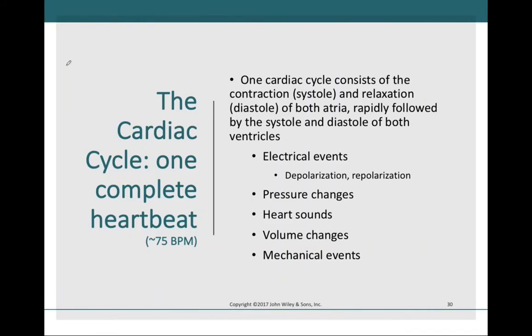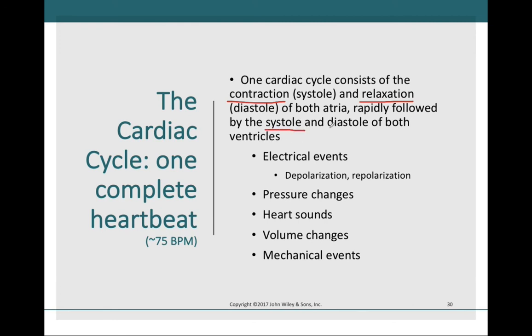So now that we've discussed autorhythmic fibers, the anatomy of the heart, and the EKG and the different events that occur within it, we're now going to move on to the cardiac cycle and start to tie all of these things together. The cardiac cycle refers to one individual heartbeat. Specifically, it includes the contraction and the relaxation of both of the atria, as well as the contraction and the relaxation of both of the ventricles.